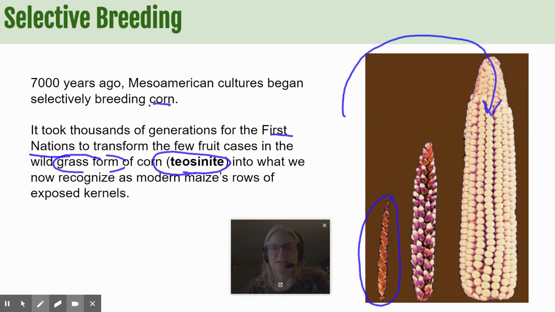see these days. So slowly and slowly, they found the corns that they liked, and they would plant those seeds and continue to select and choose the offspring of the corn that had the bigger kernels and these rows of exposed kernels that they could pull out of the cobs.